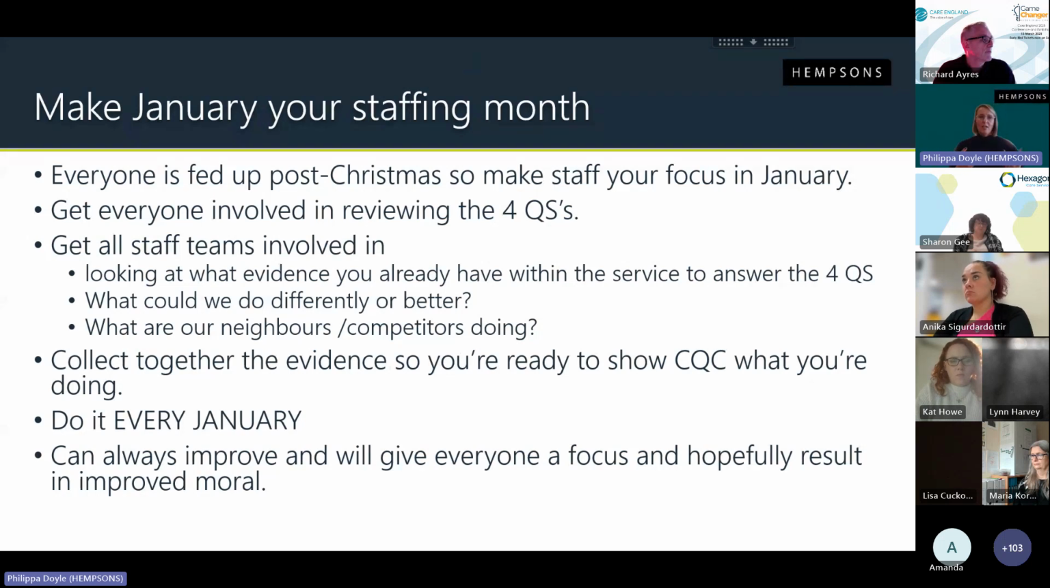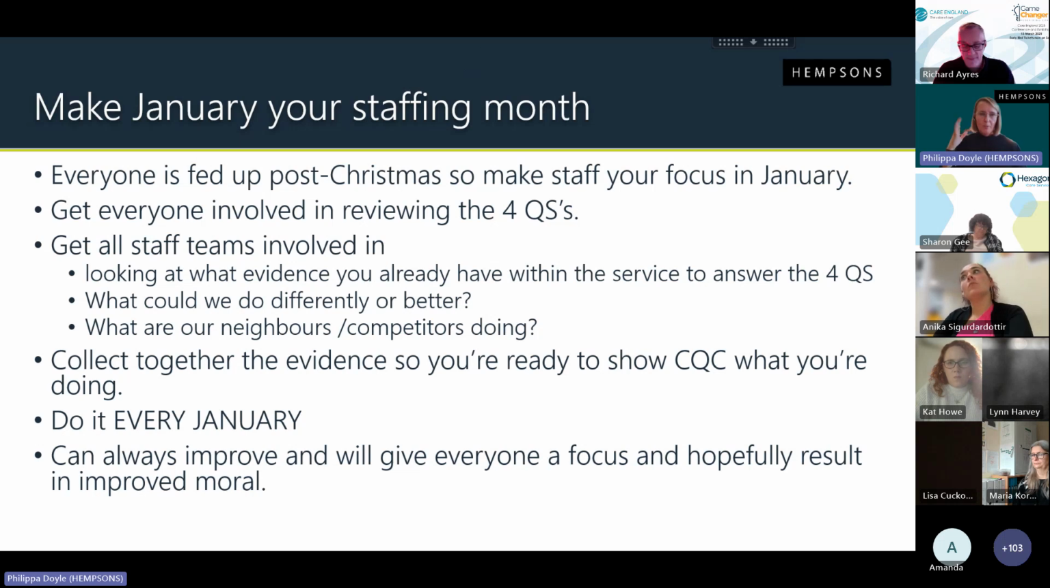CQC are really, really encouraged by services that have got that continual feedback, that continual involvement from staff right from the ground all the way to the top, of that kind of joint approach. And so every January, you can have that real focus on what are we going to do to improve morale, give everybody a focus, and tick those boxes with CQC along the way in terms of answering those quality statements.